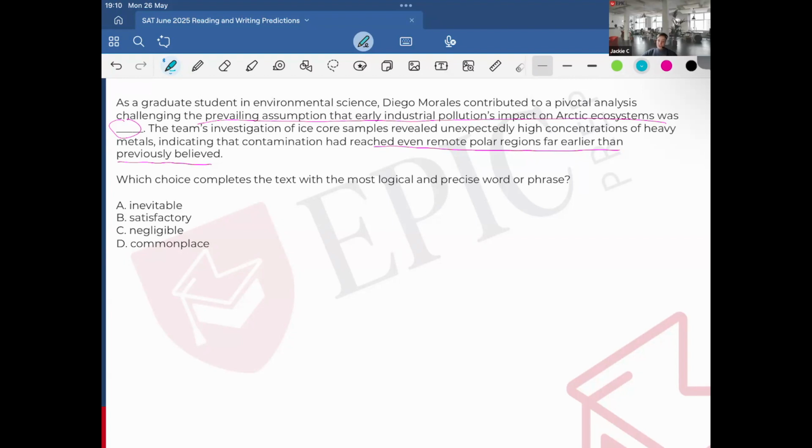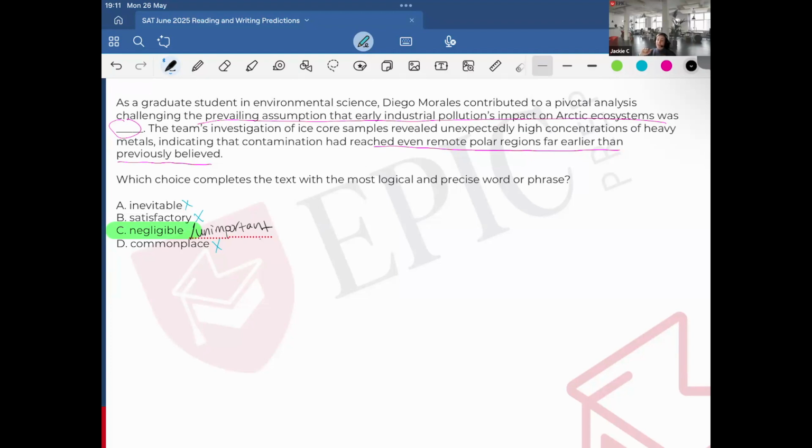So looking at the answer choices, inevitable, something that's bound to happen, doesn't make sense. Satisfactory, there's nothing about pleasure. Commonplace doesn't make sense. And negligible. Oh, you know what negligible means? Something that's unimportant. Like it was slight, minor, negligible.